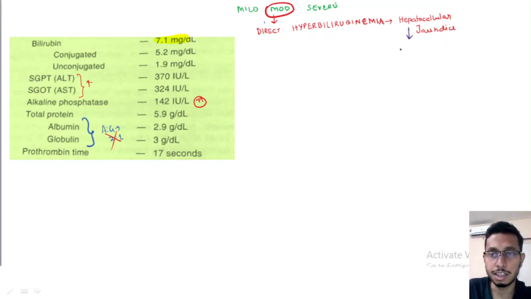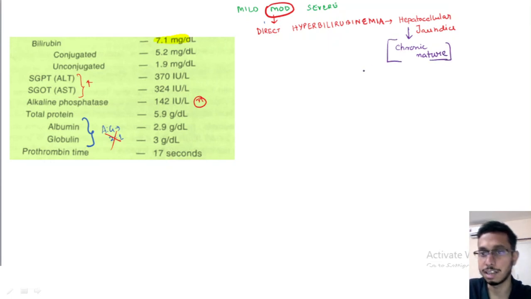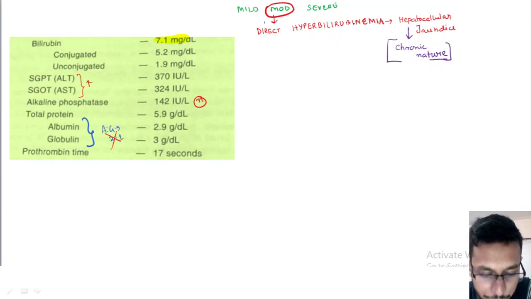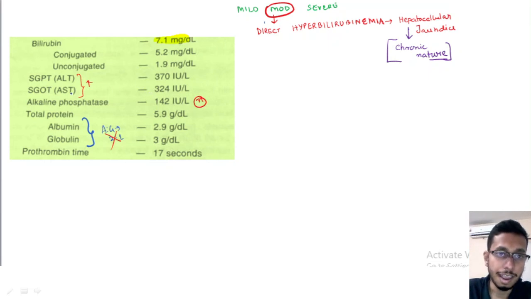So hepatocellular injury is due to chronic nature of disease. Now, once you have established that it is a chronic nature of the disease, that is whether you are dealing with chronic hepatitis or liver cirrhosis. Okay. So how to differentiate between this? In case of cirrhosis patient, AST will be more than ALT.